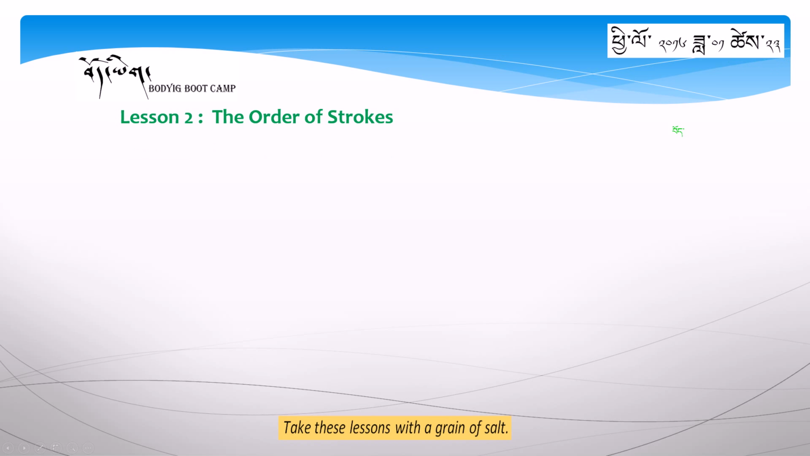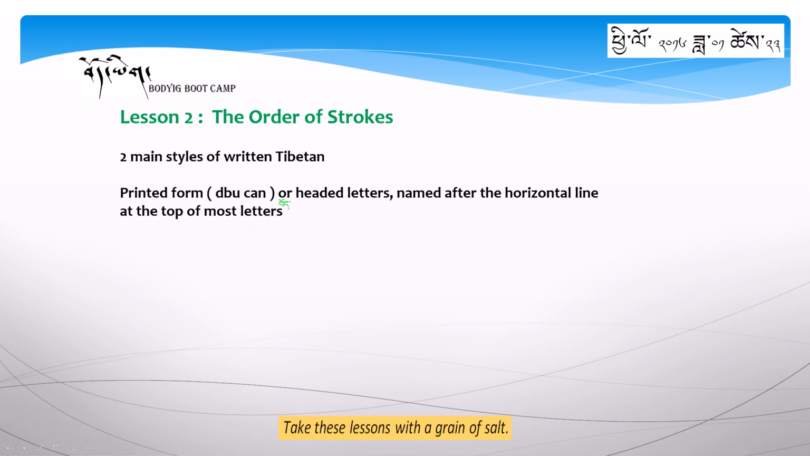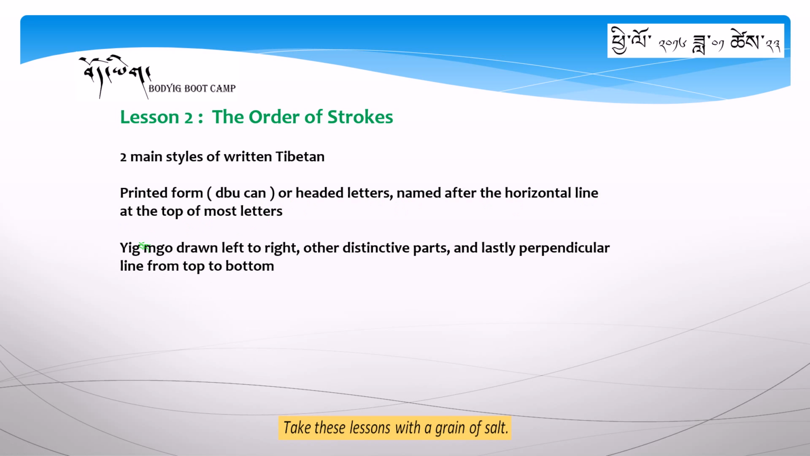This is lesson number 2, the order of strokes. So we have two main styles of written Tibetan. The first one is called Uchen, or headed letters, and it's named after the horizontal line at the top of most letters. Yingo, that's what we call it in Tibetan. Yik meaning letter, go meaning head, so the headed letters.